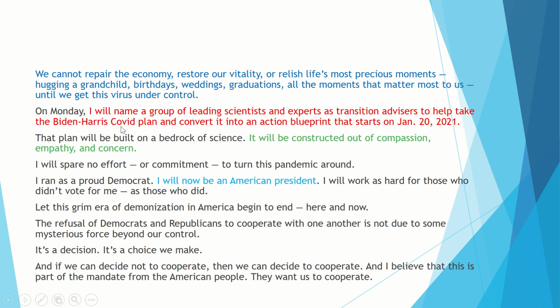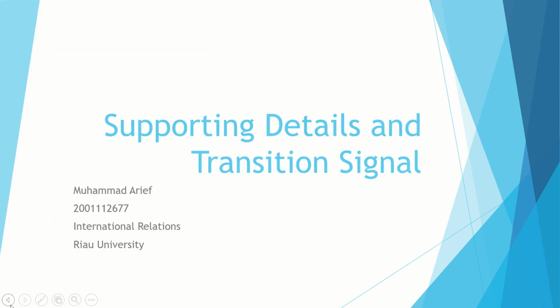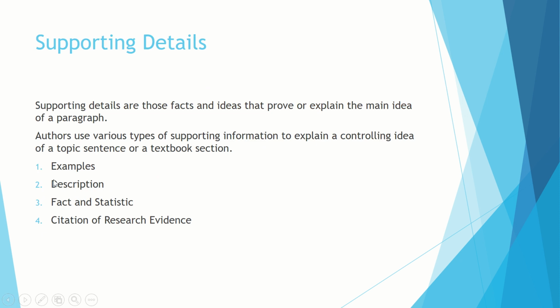And the next sentence: On Monday, I will name a group of leading scientists, and so on. This is the citation of research evidence type, because in this sentence we see that Biden and Harris will use experts to give their advice starting from January 20, 2021. And it will be constructed out of compassion, empathy, and concern. Well, this is one example.